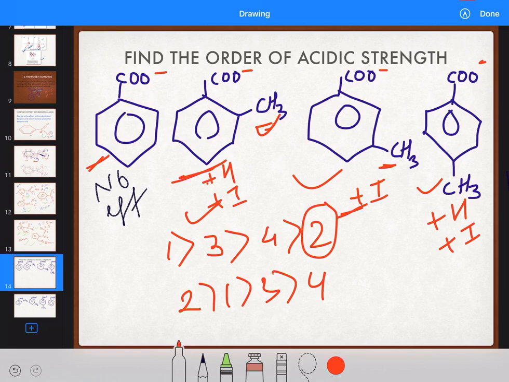What is the shortcut? Whenever you see the ortho effect having SIR, what will you do in case of benzoic acid? You will take the ortho substituted benzoic acid and put it just above the benzoic acid, if the ortho substituted benzoic acid is getting a lower position in the rank. Correct? Here what is happening?